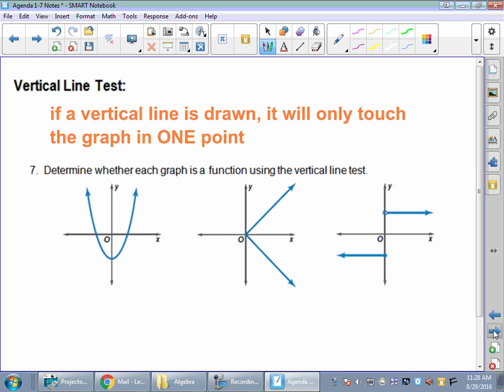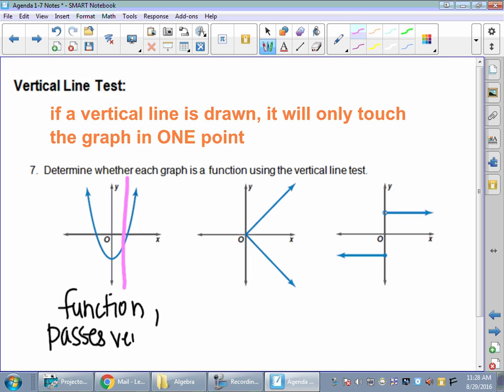So I'm going to draw myself a vertical line, nice and straight. So if I roll this vertical line over, notice how it's only touching my blue line at one point at any given time. It never touches more than once. So if that happens, then yes, this is a function. And in this case, I would say it passes the vertical line test.